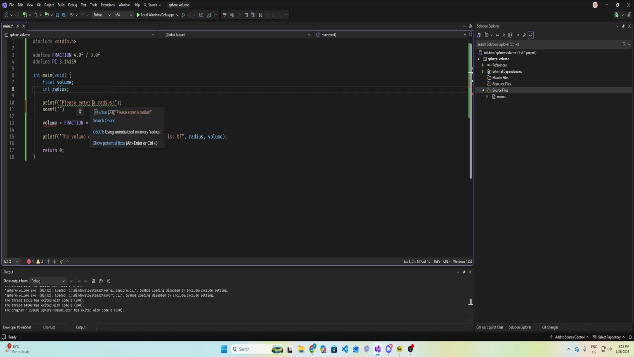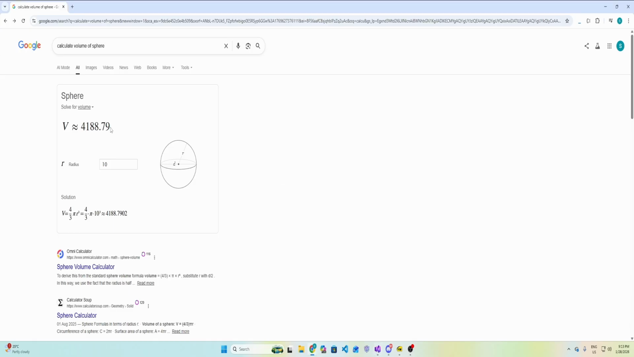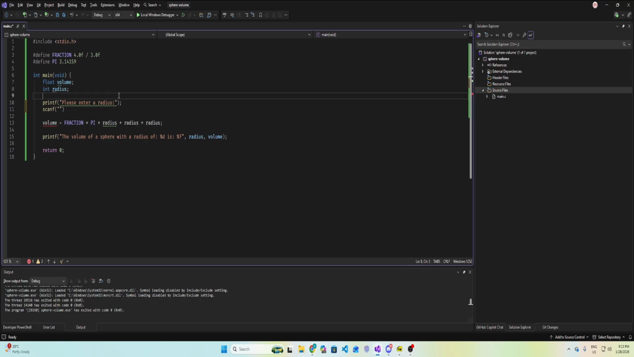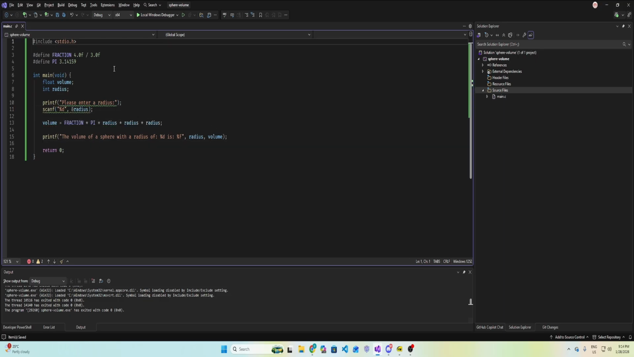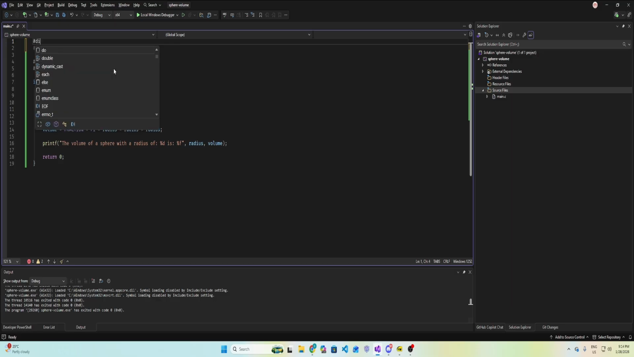What's this thing complaining about? That's because it's not initialized. Why? I feel like I spelled radius wrong. Okay, now it's fine. Now we get an int that's going to be sent to radius. And then I just want to add this line up top here so it doesn't complain about the scan. It's the underscore CRT.